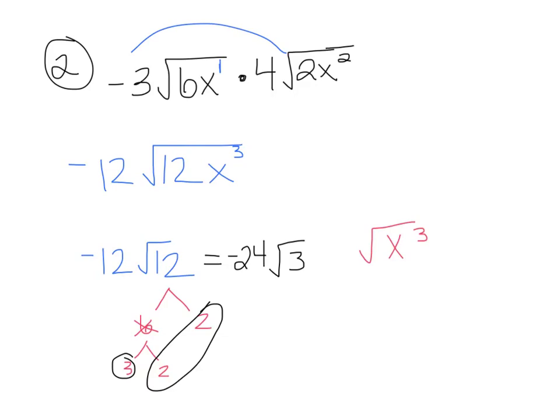Square root of x cubed. 2 goes into 3 one whole time. So we're going to break that down into x to the first because it goes in there one whole time. And then there's 1 left over, so we're going to put that 1 underneath the radical.